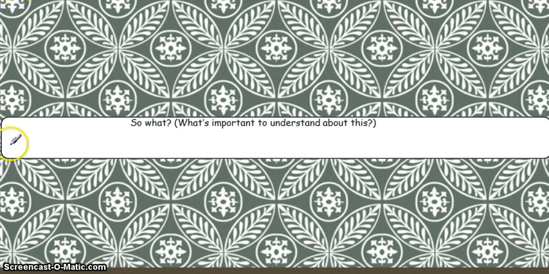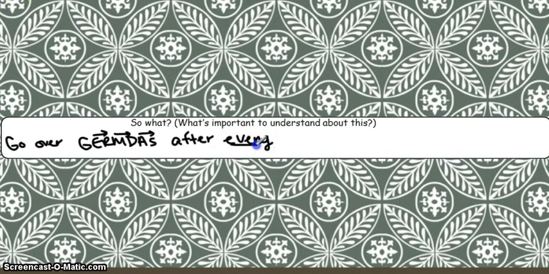Alright, so we're going to go to the so what. In your so what, our so what is go over GERMDAS. And even when I write GERMDAS, I'm going to put arrows in, because it's exponents and radicals from left to right, multiplying and dividing from left to right, and adding and subtracting from left to right. You're going to go over GERMDAS after every step. Just in case after you're figuring out a grouping symbol it changes or anything like that. Alright? Thank you.